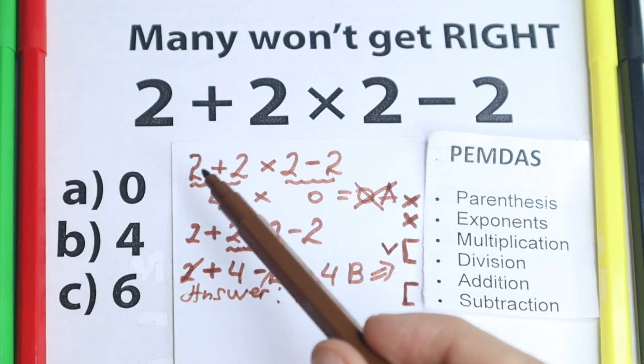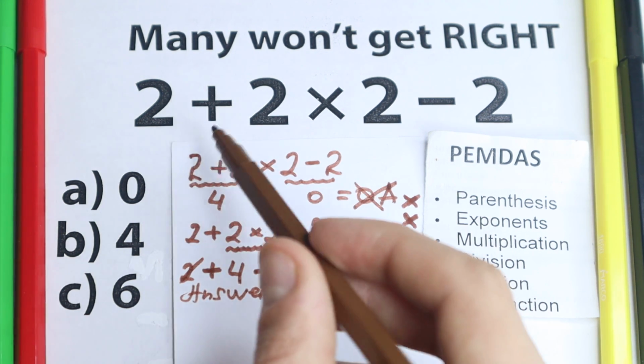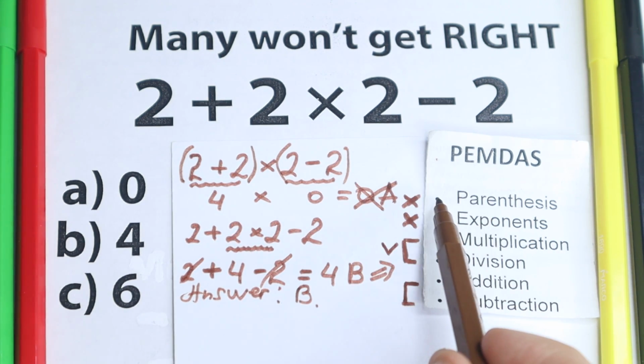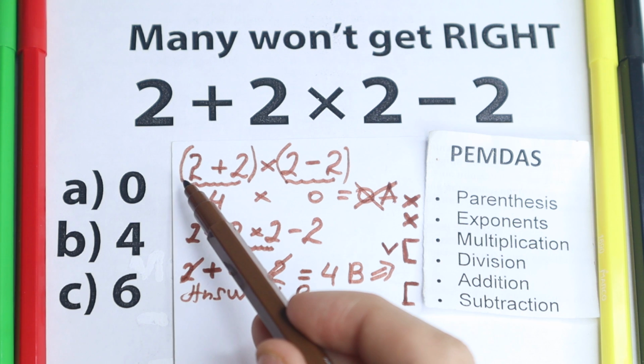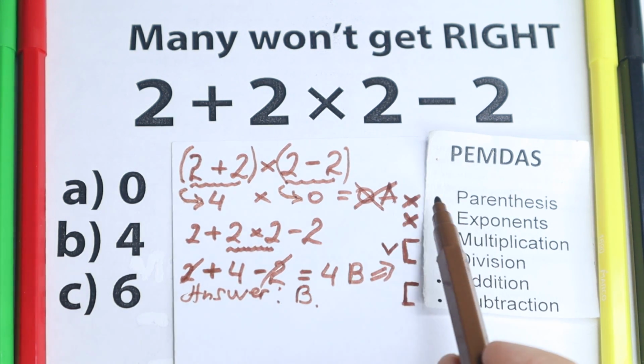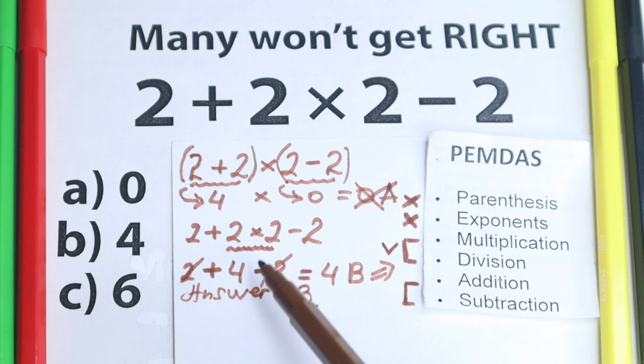But maybe one more question: 0 would be the correct answer if we put parentheses. If we put brackets here, then we need to start from the parentheses: 2 plus 2 equals 4 is the first step, and 2 minus 2 equals 0 is the second step. So if you have parentheses, you can solve it according to PEMDAS and your answer is 0. But in our case, the correct answer is option B.